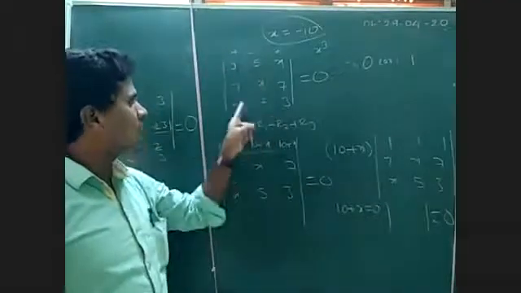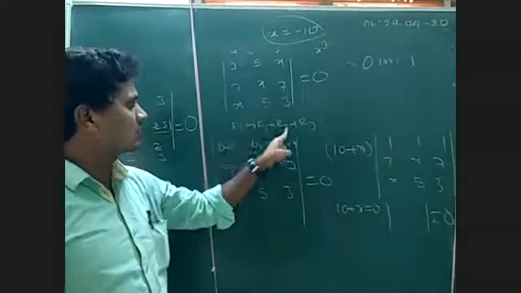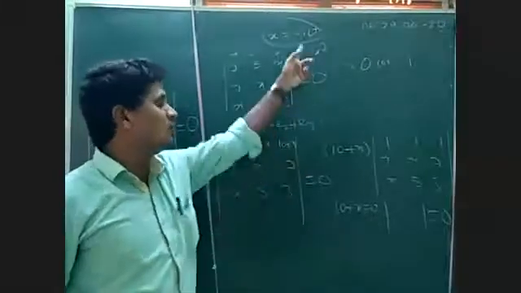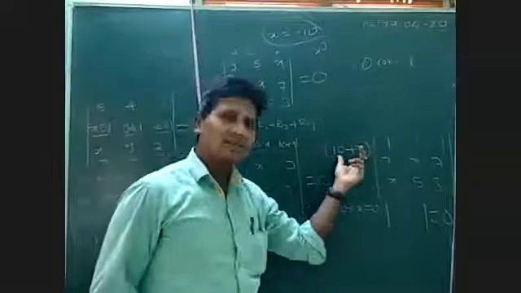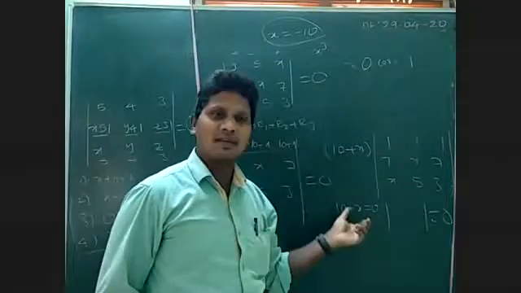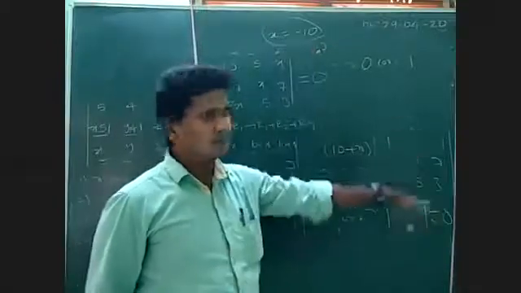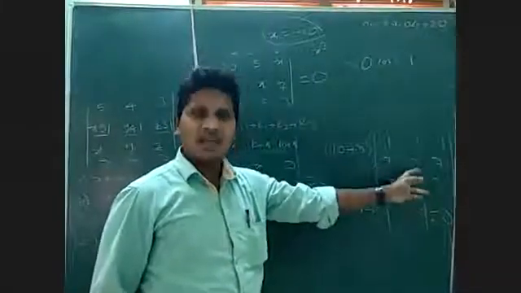Adding all the rows, R1 tends to R1 plus R2 plus R3. Clearly they have given -10 as one root. Already we got 10 plus x is equal to 0, which means x is equal to -10. We got one root, whatever they gave. So for the remaining roots, we can expand it.